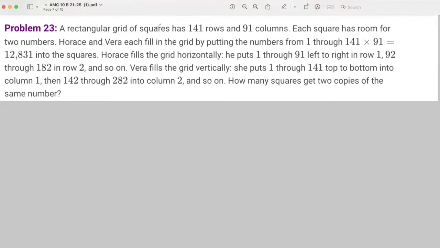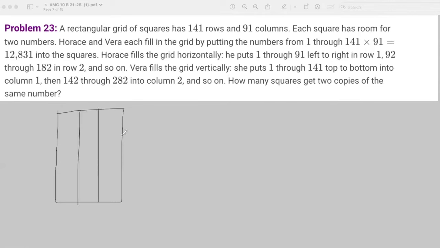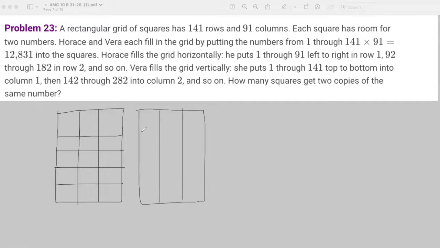So we can just try a smaller example of what's going on. First off, we can ignore the fact that Horace and Vera are writing in the same grid. It's a little bit confusing. We can just imagine 2 separate grids. Here's a good example: we could do 5 by 3. This would be fine. It's often helpful to do a smaller example to try and understand the problem.